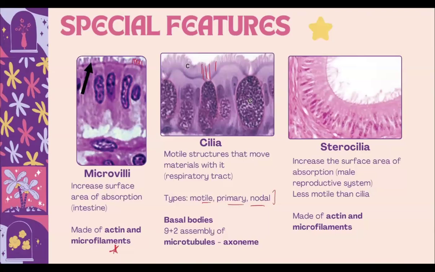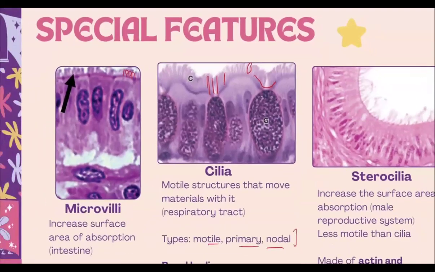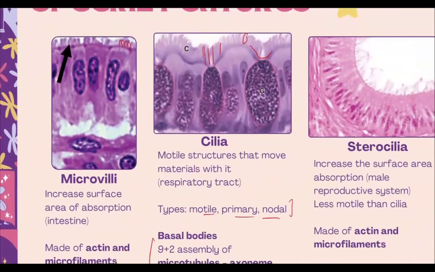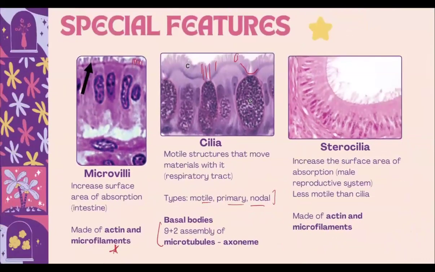Cilia are also associated with basal bodies. You see the cilia and then you see this dark outline on which the cilia are sitting. This dark outline is created by basal bodies. What you need to know is that basal bodies are linked to cilia. Then there's also how they're formed. There's a 9+2 assembly of microtubules, which makes an axoneme, and I'll get into this in a bit more detail just for your understanding.